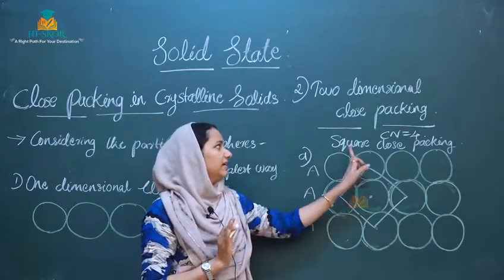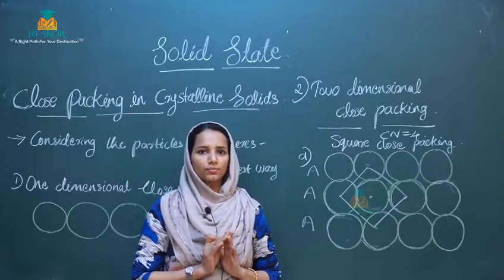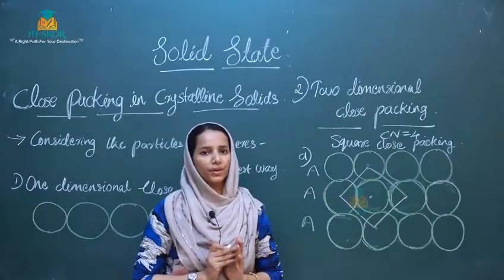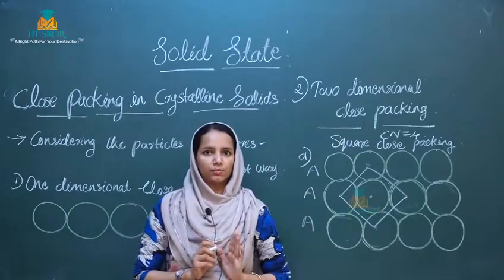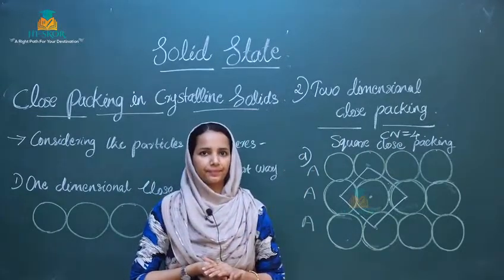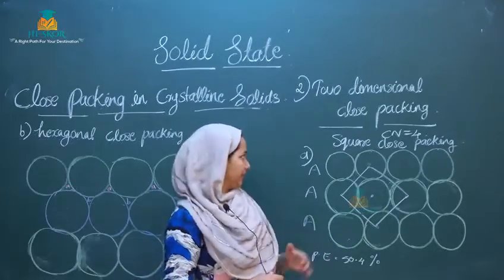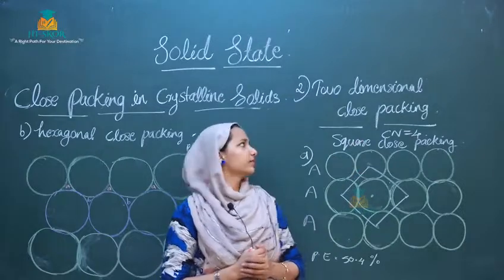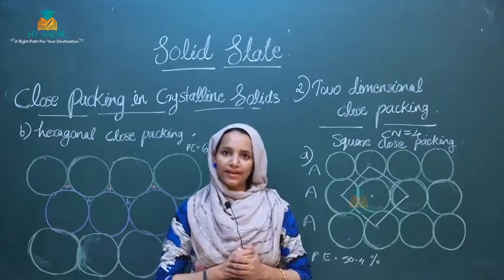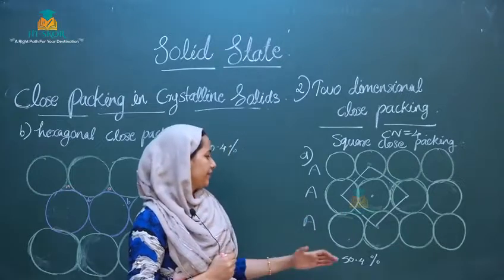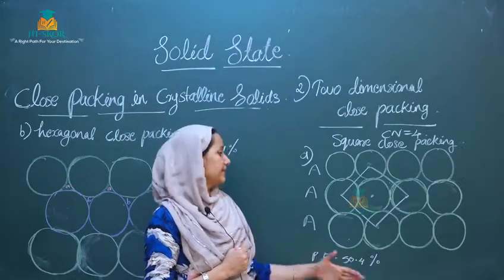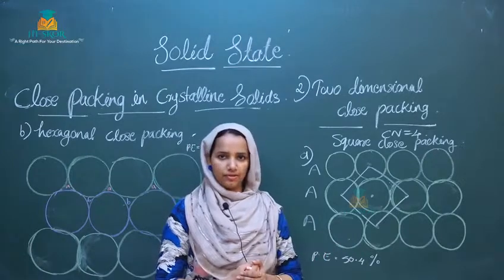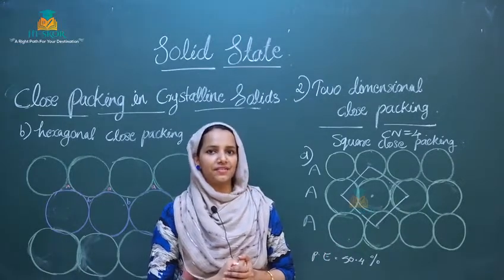So this is the structure we call square close packing. Here what about the coordination number? Coordination number is equal to 4. In two-dimensional close packing, we have another type of packing, right? So in two-dimensional close packing, the first one is otherwise known as square close packing. And here the efficiency, or percentage of space filled, will be 50.4% only. So we can say that is the packing efficiency here.